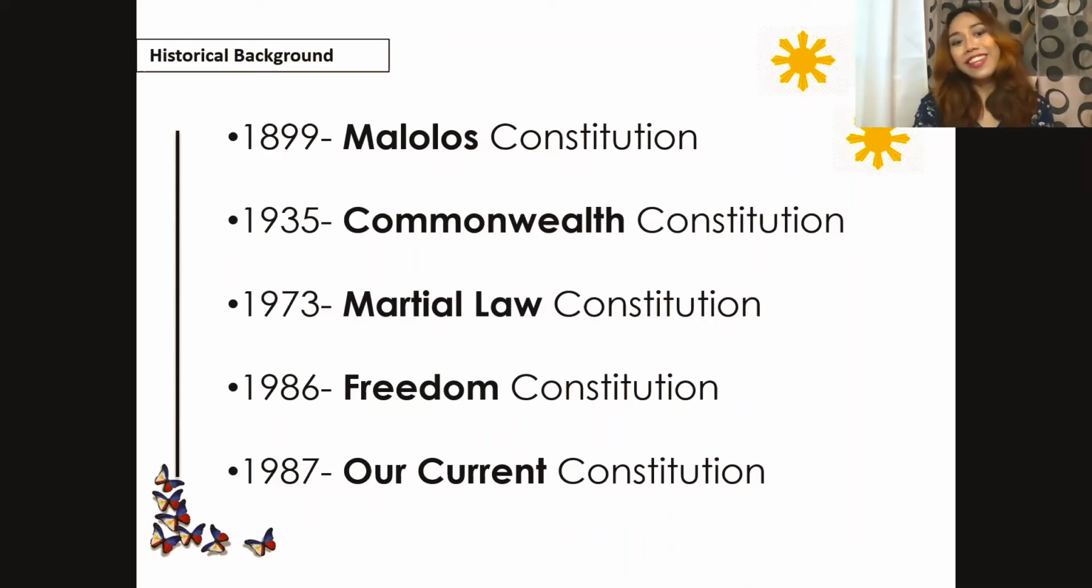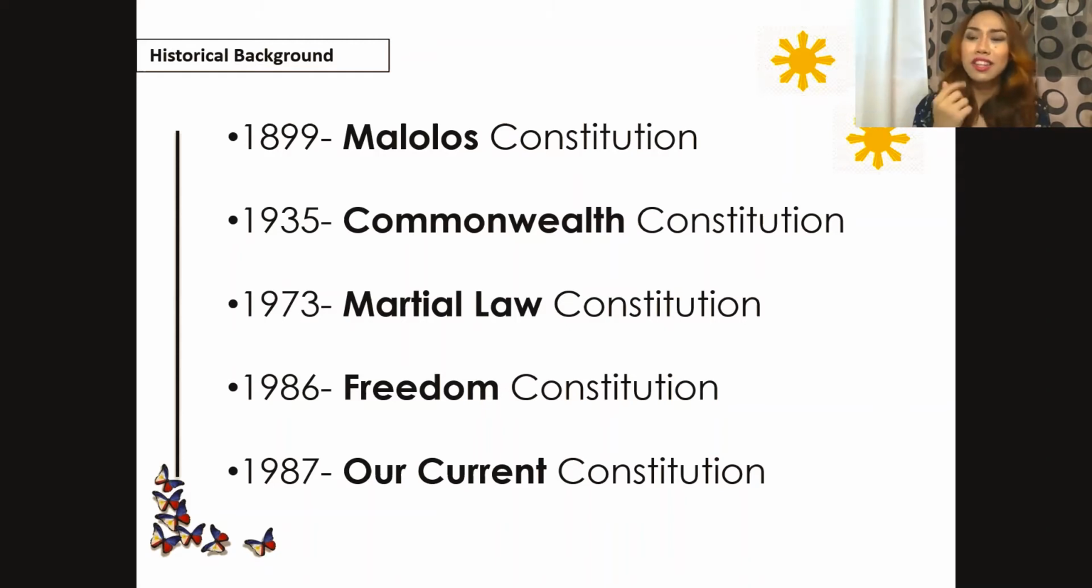So let's proceed. Now we have come to the 1973 Martial Law Constitution. If you will remember in our history, on September 21, 1972, then President Ferdinand Marcos declared martial law. So we were under the dictatorship of President Marcos. And the thing is, he wanted to change our government. So he drafted a constitution at the time. That constitution was drafted by a constitutional convention that was called for that purpose.